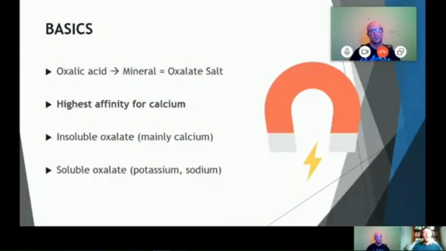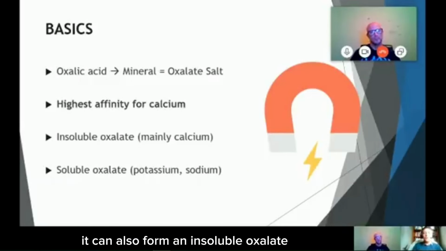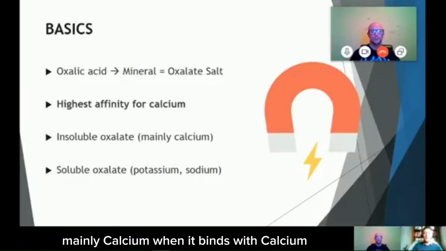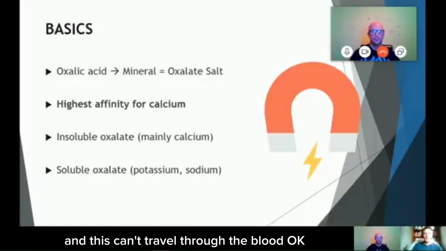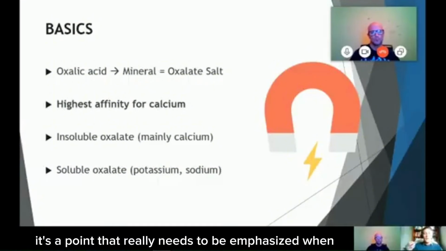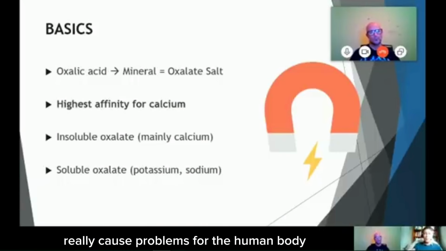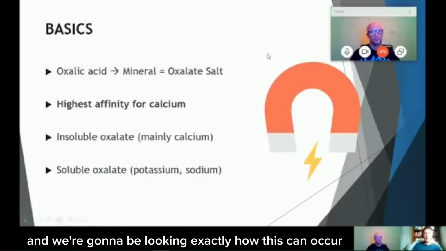It has affinities for various minerals. It can form what we call a soluble oxalate salt, which means that it can travel in the blood. It's water soluble, but it can also form an insoluble oxalate, and that's mainly with calcium. When it binds with calcium, it basically forms a crystal, and this can't travel through the blood. This can't be absorbed into the gut. And the reason I'm saying this, it's a point that really needs to be emphasized. When oxalic acid binds with calcium and forms that insoluble salt, this is where it can really cause problems for the human body, and we're going to be looking at exactly how this can occur.